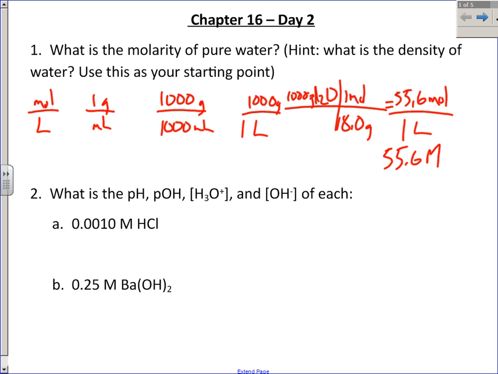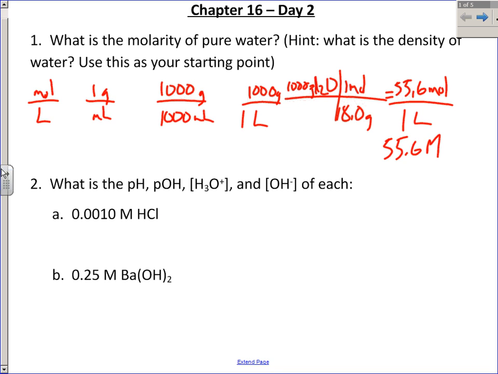Okay, second question. What is the pH and the pOH and the H3O+ and the OH- of each? Now this is really dealing with understanding if you've got strong acids and bases, how they dissociate, and then how you convert those into p-values and vice versa. So if we have HCl, it's a strong acid. Remember, you got to memorize your 8 strong acids and 7 strong bases. We know this dissociates 100% into H+.